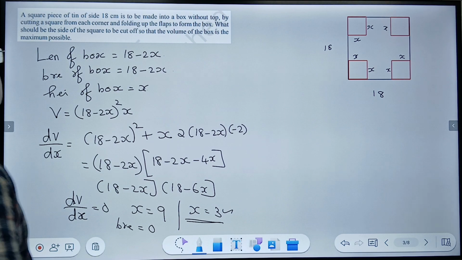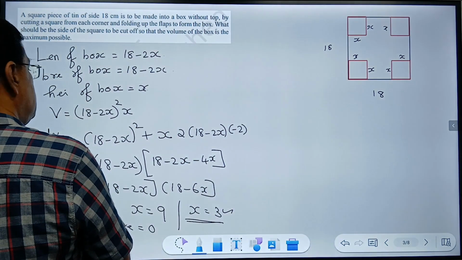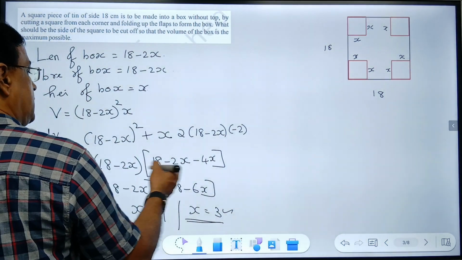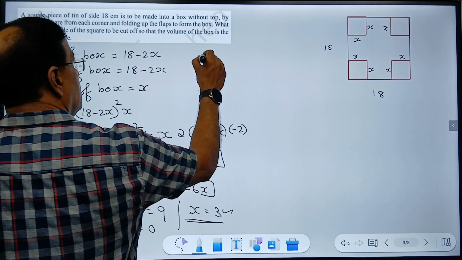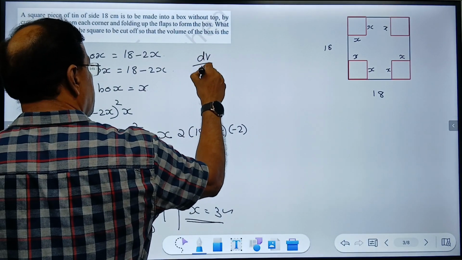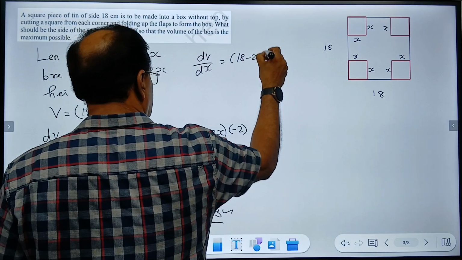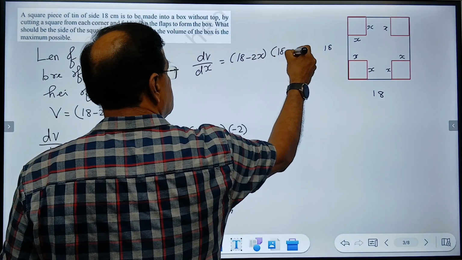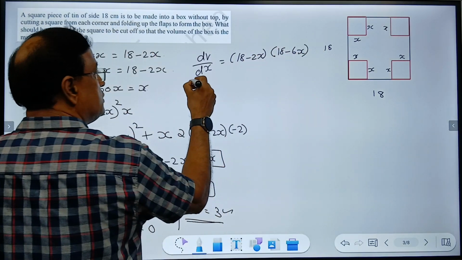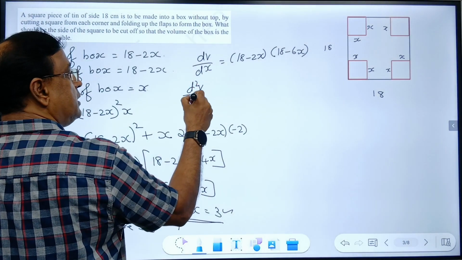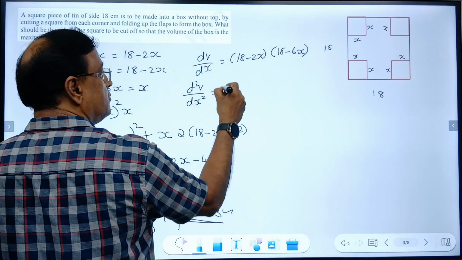Now I want to find the maximum volume. How do I maximize? I have to differentiate this again. So I'll take this and differentiate. What is dV/dx? dV/dx is 18 minus 2x into 18 minus 6x. So again I am going to differentiate. d square V/dx square.